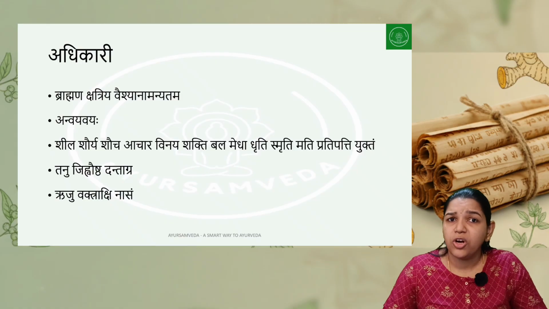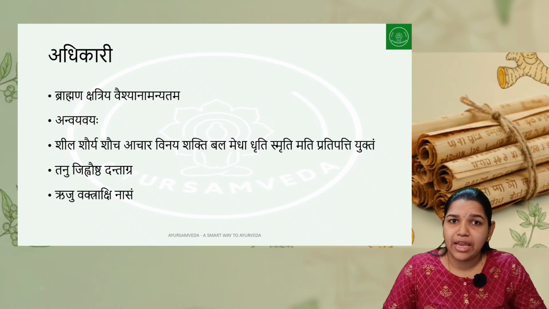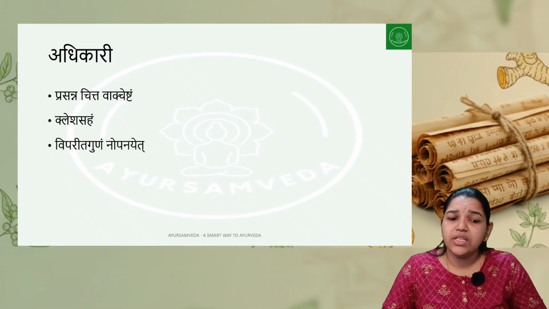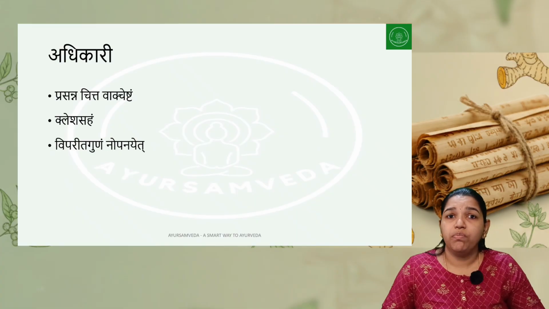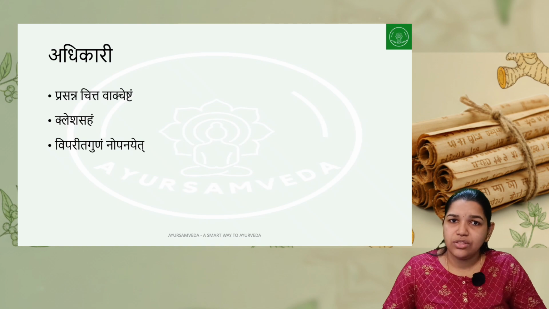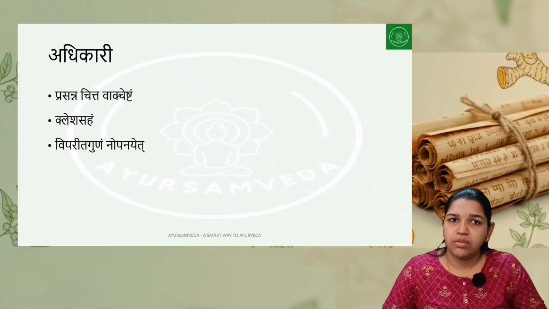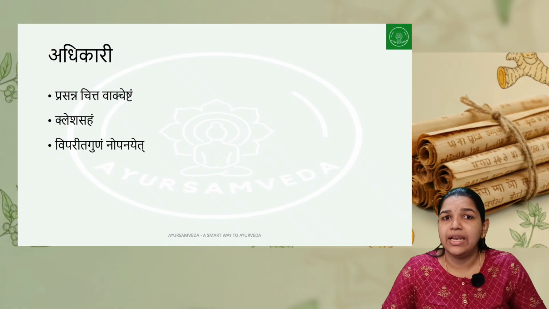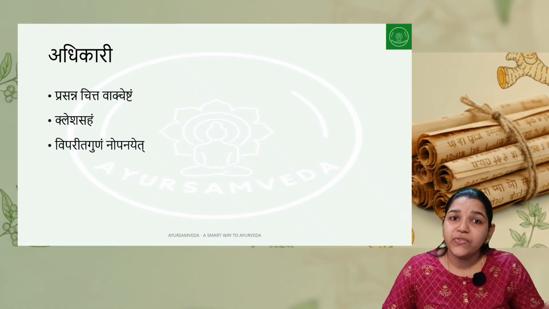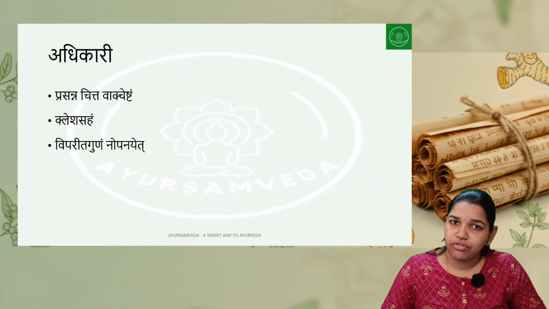That is, there should not be any physical abnormalities in any of the body parts. Prasanna Chitta Vak Cheshtam. The proper pronunciation, proper Vak and Cheshta activities as well as verbal properties should be in the normal manner. Klesha Saham. He is ready to undergo any types of stress, physical as well as mental. Such people have to be given the knowledge of Ayurveda.